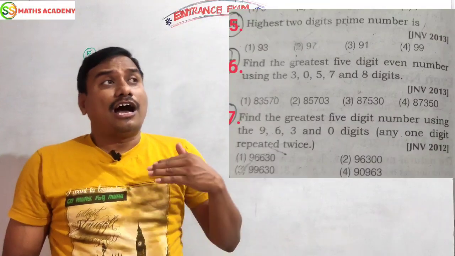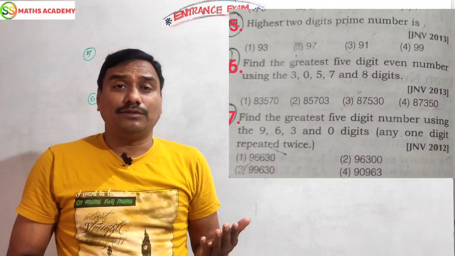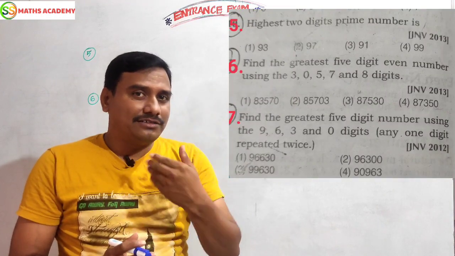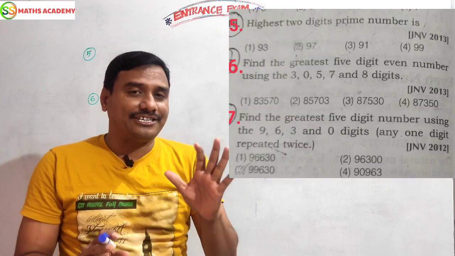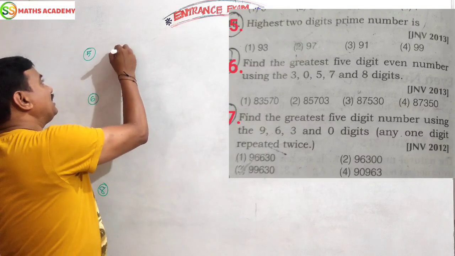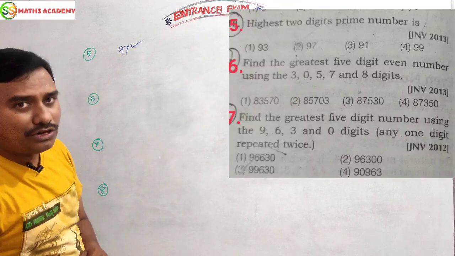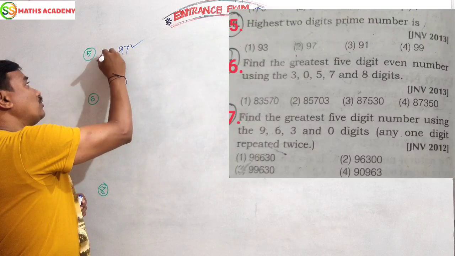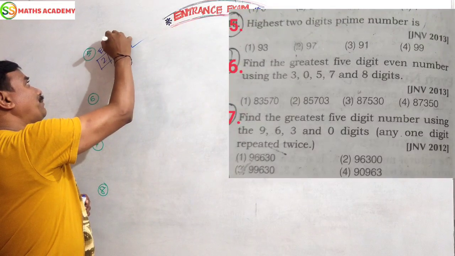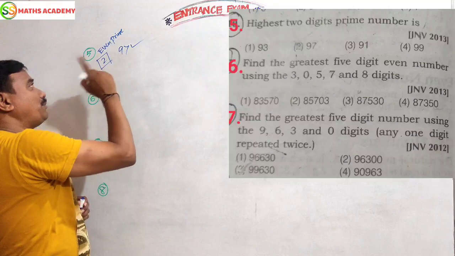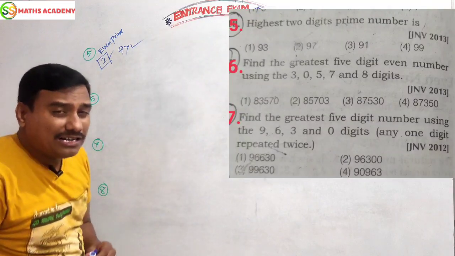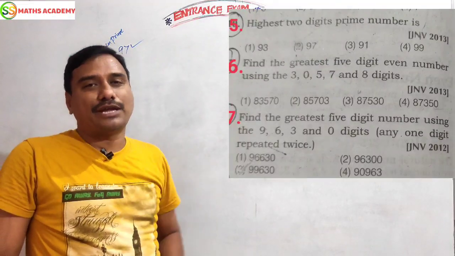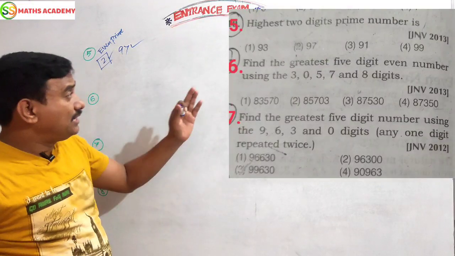And one more thing: from 0 to 100, there are 25 prime numbers. Keep those prime numbers in your mind. Then you can write the direct answer without seeing any option. 97 is the answer. The greatest prime number before 100 is 97, right? The smallest prime number is 2. This is also called the smallest even prime number. It has a special property. 2 is the smallest even prime number, and 97 is the largest prime number. Okay, right. Now, question number 6.